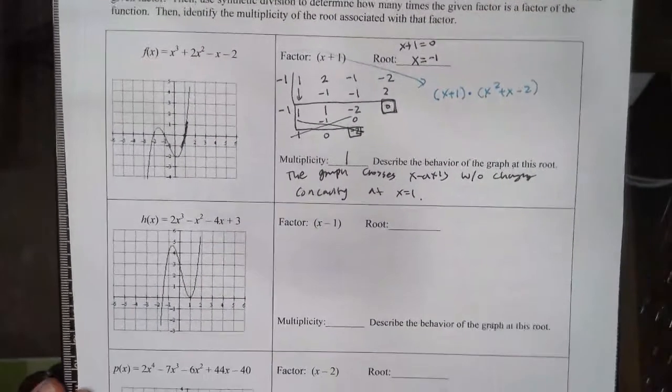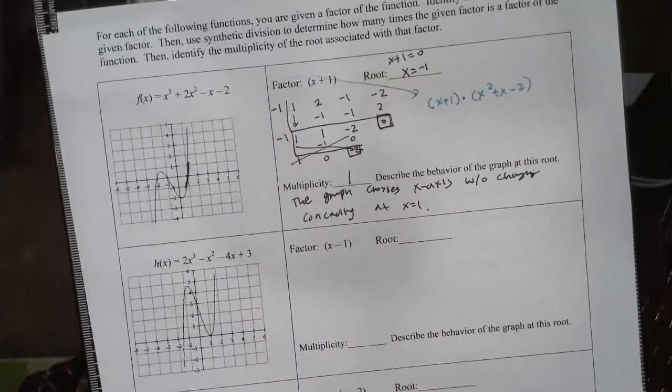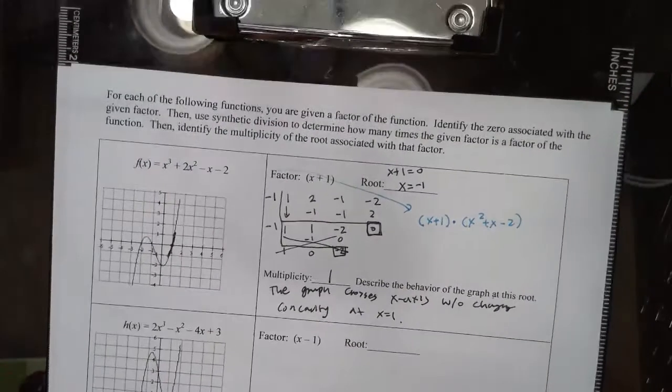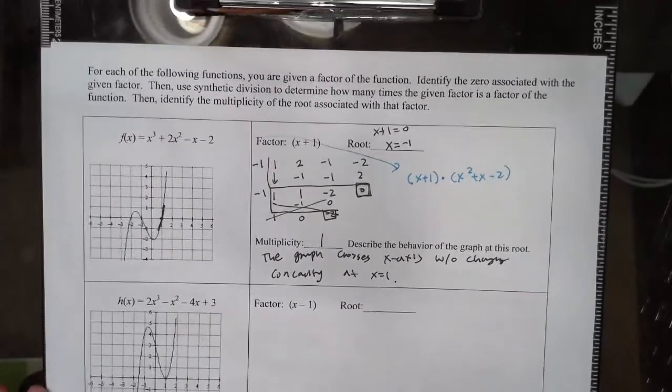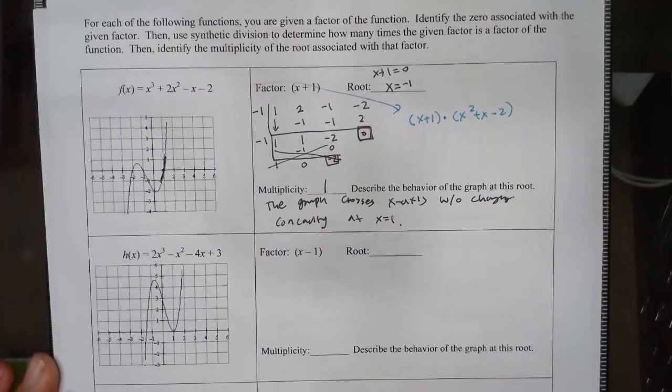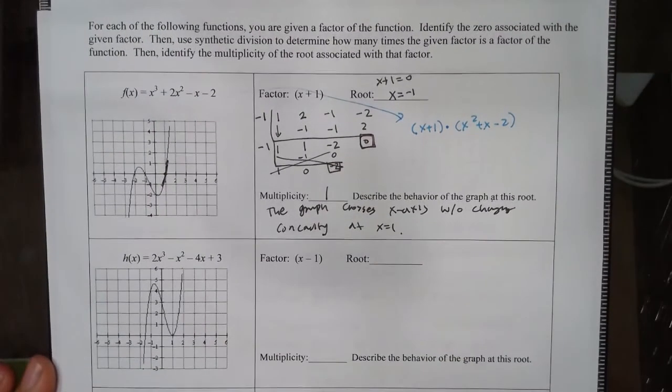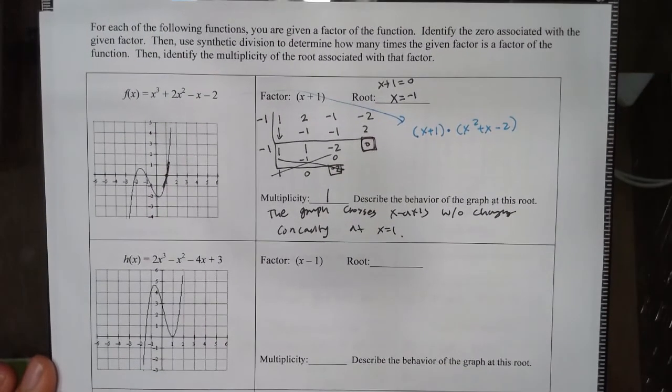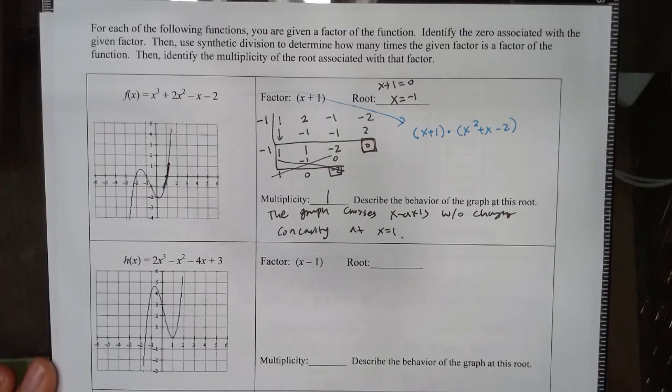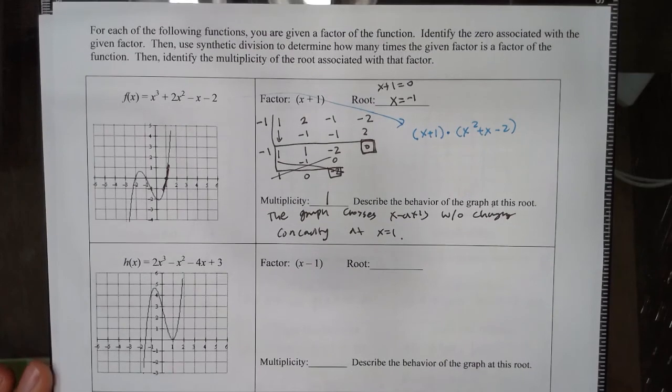Alright, for each of the following functions, you're given a factor of the function. Identify the zero associated with the given factor. Then use synthetic division to determine how many times the given factor is a factor of the function. Then identify the multiplicity of the root associated with the factor. So what are we given? We are given the cubic function, and you can see the graph underneath it.